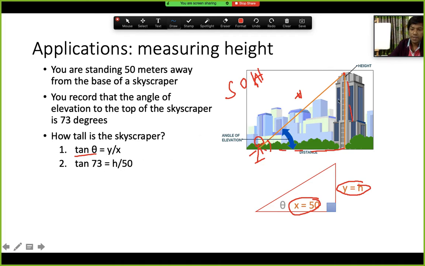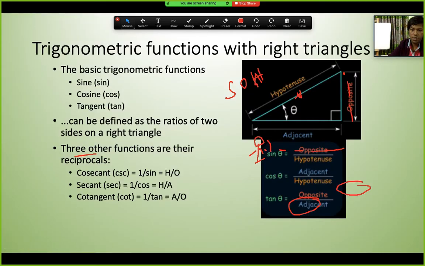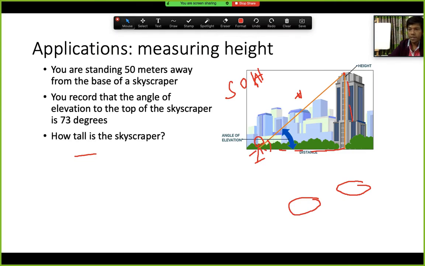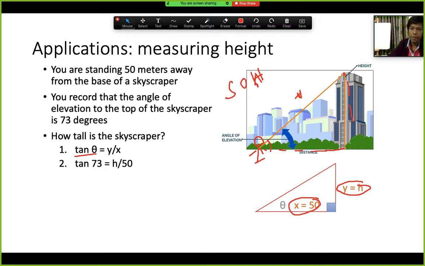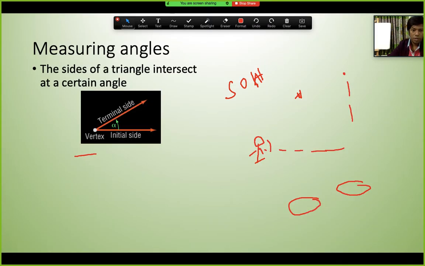So this is y. Y is the height here in this question. And x equals 50, as it is 50 meters away, this is given. We just put it in, and then tan 73 degrees, we put it in the calculator. The calculator gives us tan 73 degrees, which is 3.27. Then we just do the cross multiplication to get the answer h. So our point is, the formula that we discussed on this page, we can actually apply it in a real life situation to find the height of a tall building. This is how we can use it.